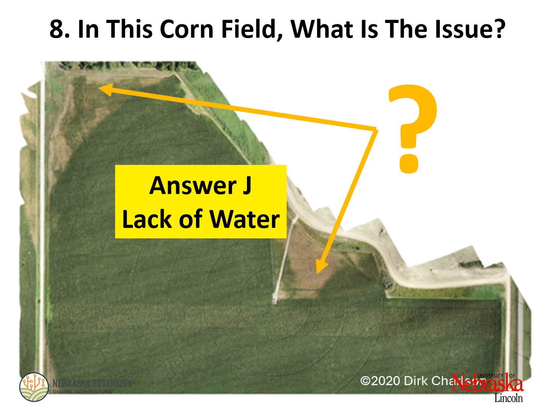Question 8, in this field of corn, what is the issue? Well, what we're looking at is an aerial image of a pivot, and basically what we're seeing is the dryland corners where the pivot was unable to provide adequate water to the crop.